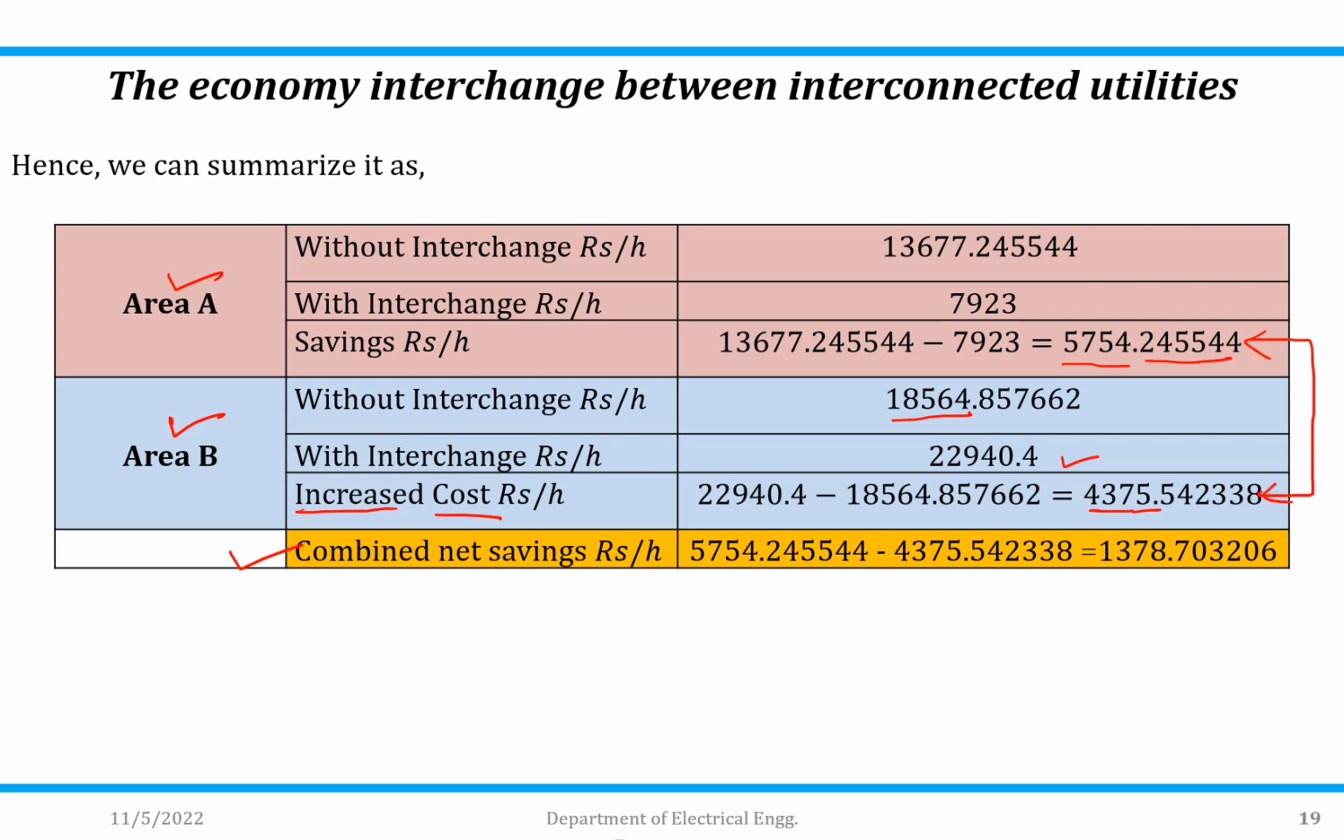So 5754.2455 minus 4375.4, so we will get 1378.703206. So for individual area A1, the cost of generation was different. For individual area A2 or utility B, it was different. But when it was interconnected, then we got some net saving, combined net saving. So this is the benefit of interconnection of a utility.